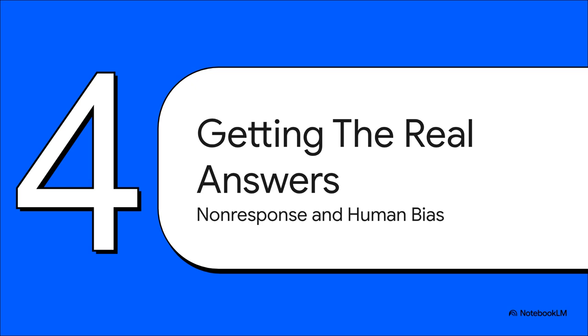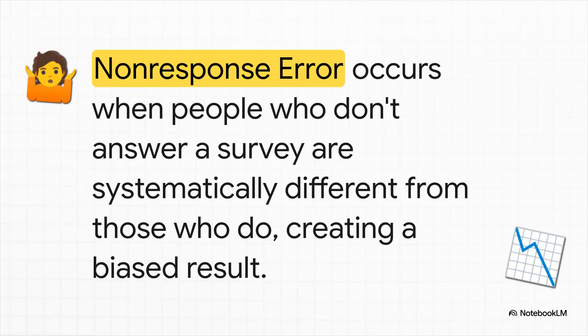So even with a perfect sample and perfectly written questions, there is one final massive hurdle: the people themselves. This is where we run into things like non-response and all the little biases that make us human. A low response rate isn't really the problem in itself. The real problem, the non-response error, happens when the people who don't answer are systematically different from the ones who do.